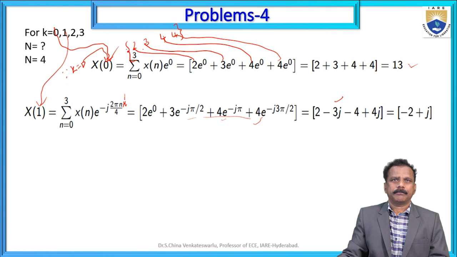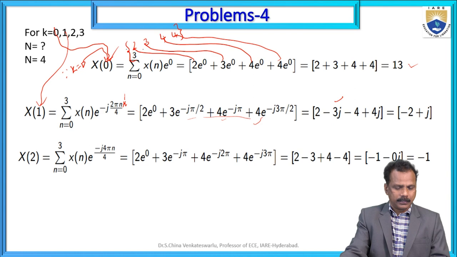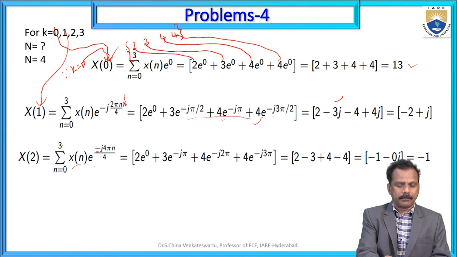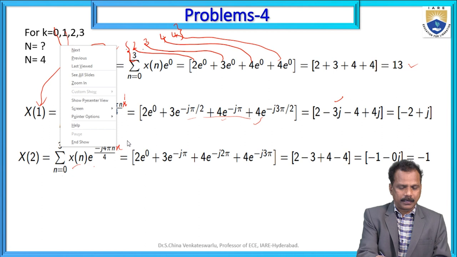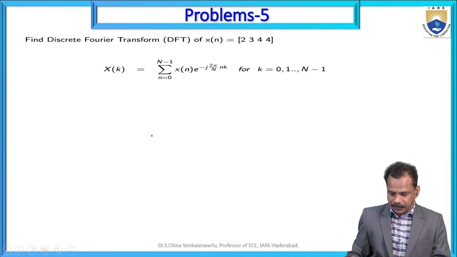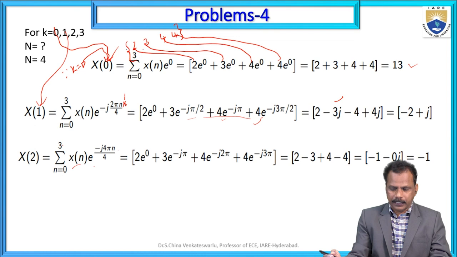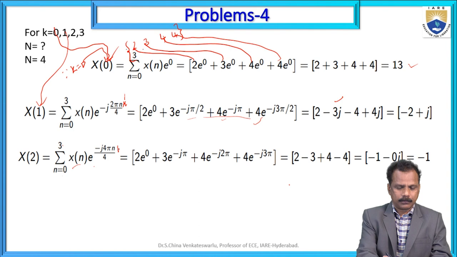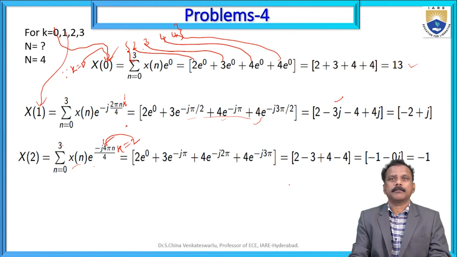Next, k equal to 2, same procedure. The summation n equal to 0 to N minus 1, which is 3, x of n e power minus j 2 pi n k by 4. What is the k value? Here the k is equal to 2. If k equal to 2, that means 2 into 2, that's why it is 4, so minus j 4 pi n.